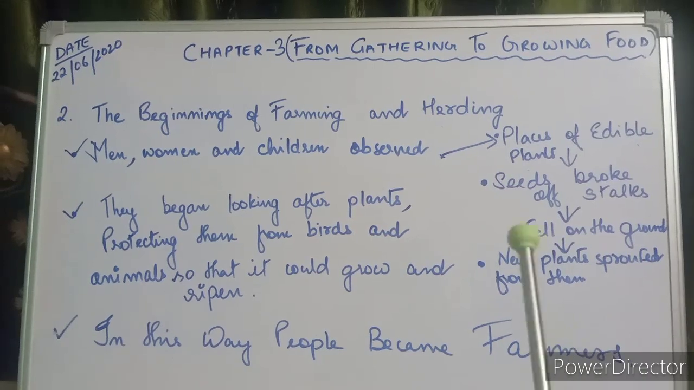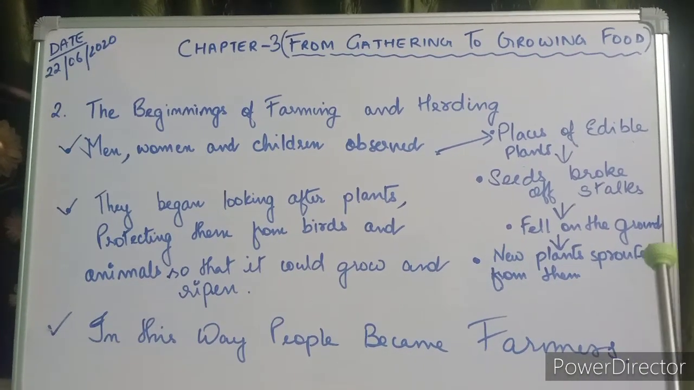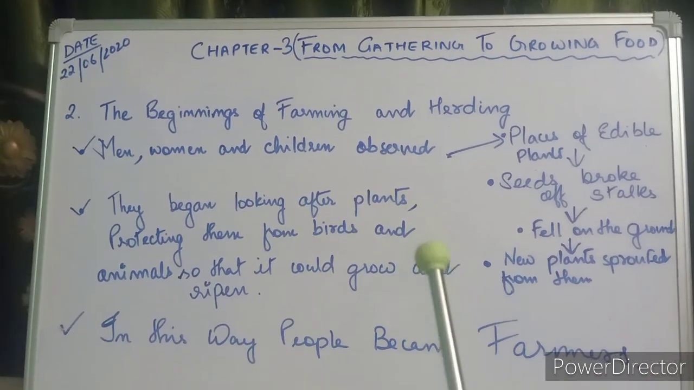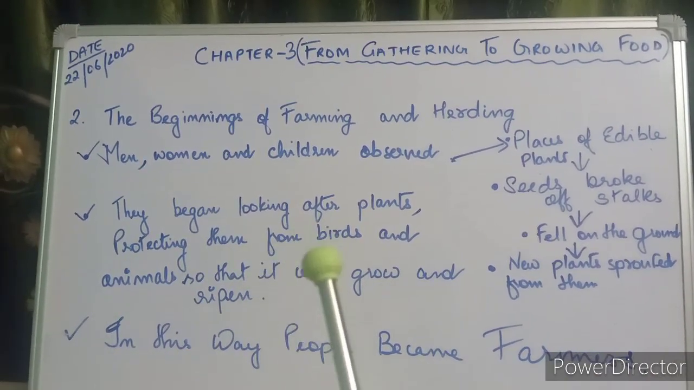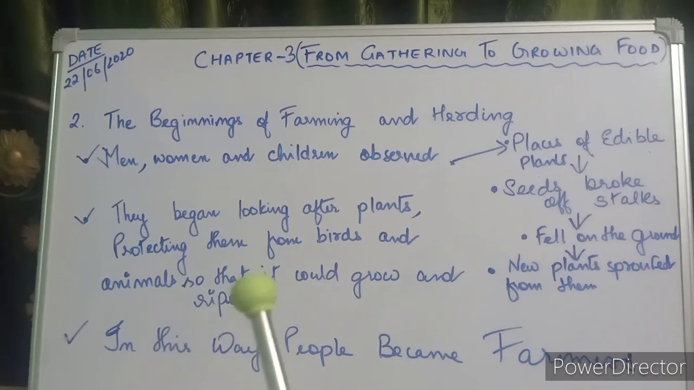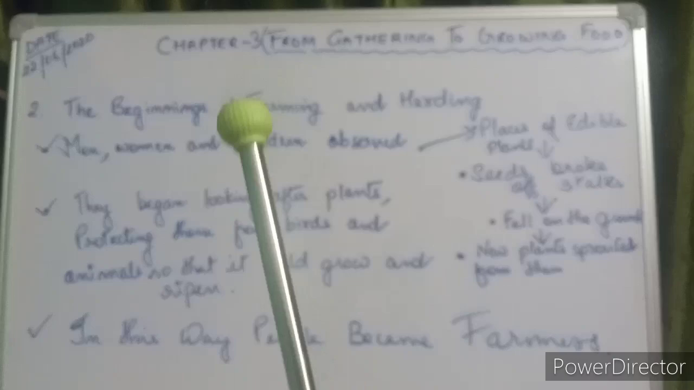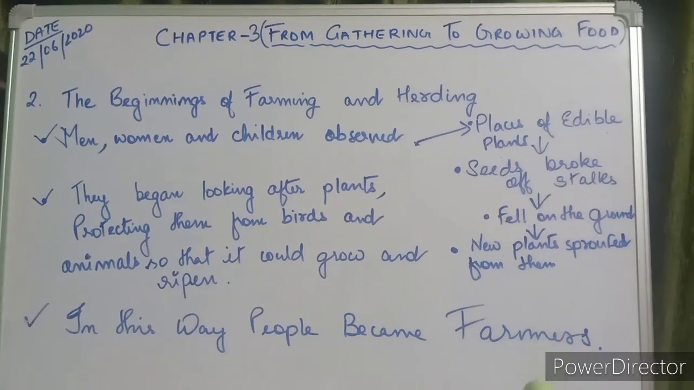And that is why, when they found that the new plant was sprouting from a seed, they began looking after the plants, protecting them from birds and animals so that it could grow and the seed could ripen, right? And this is the way how they became farmers.